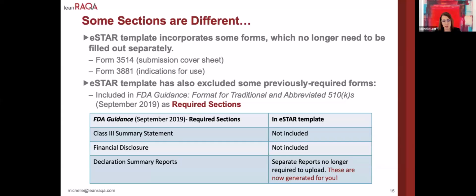As part of 21st Century Cures in about 2018, the FDA started reclassifying all that weird little niche of class 3 products that required a 510K as opposed to a PMA. There are none of those left anymore. And so therefore that form has been removed. They've removed the financial disclosure form. And then one of the best features of the eSTAR is the declaration summary reports for standards no longer require you to fill out a separate form or report. These are now generated for you in the way that the eSTAR populates.